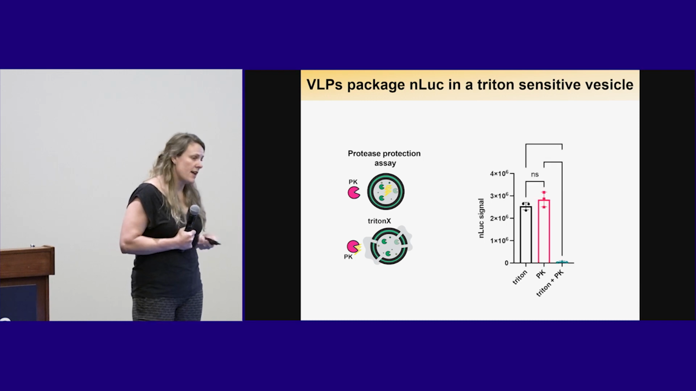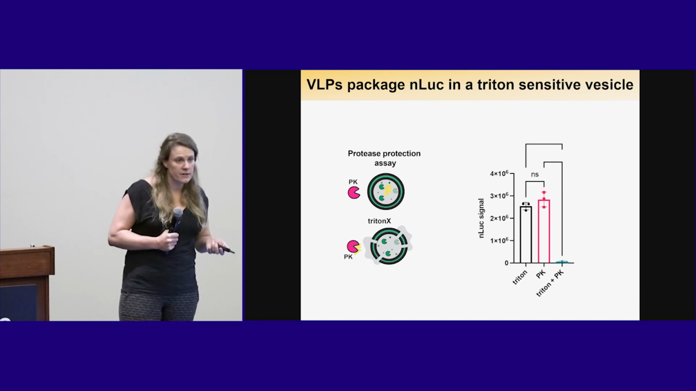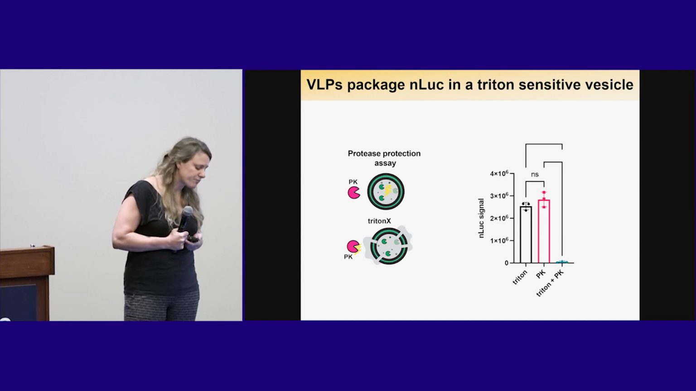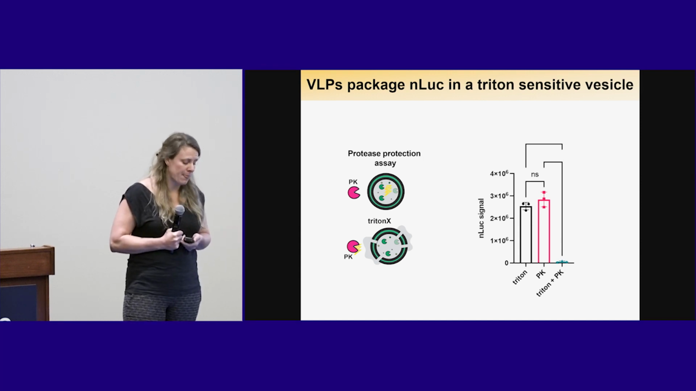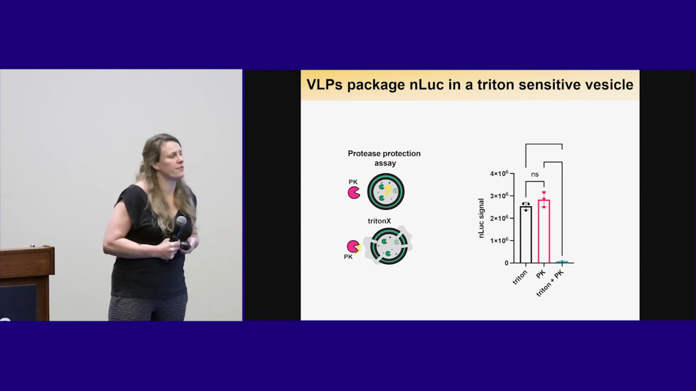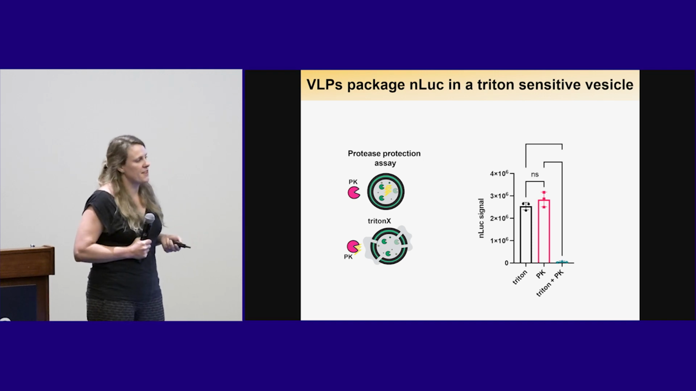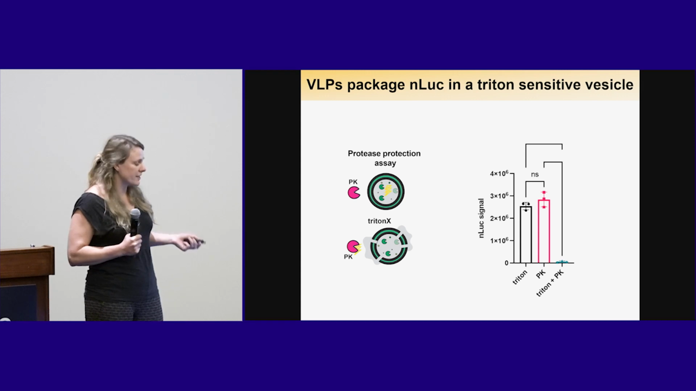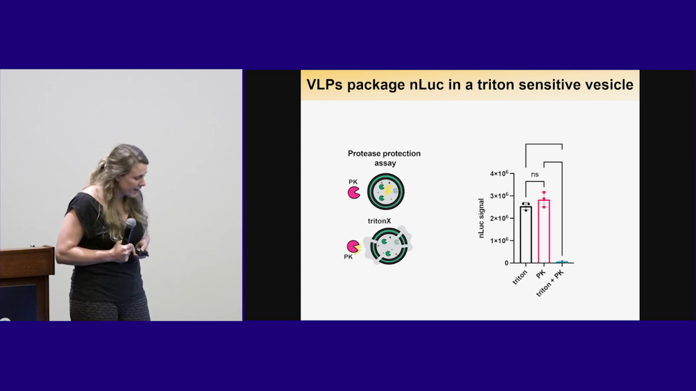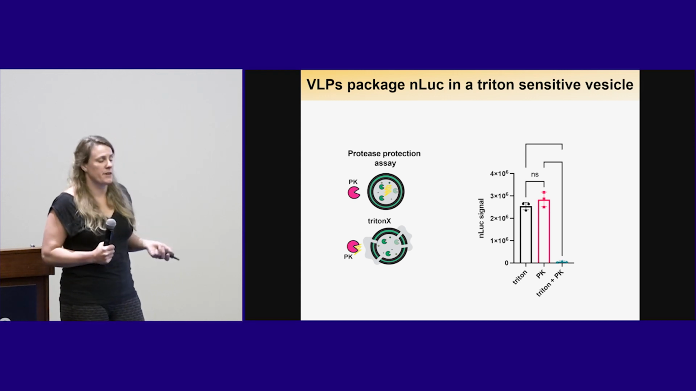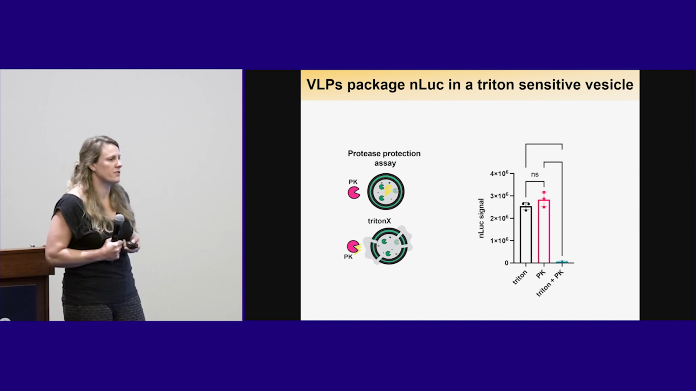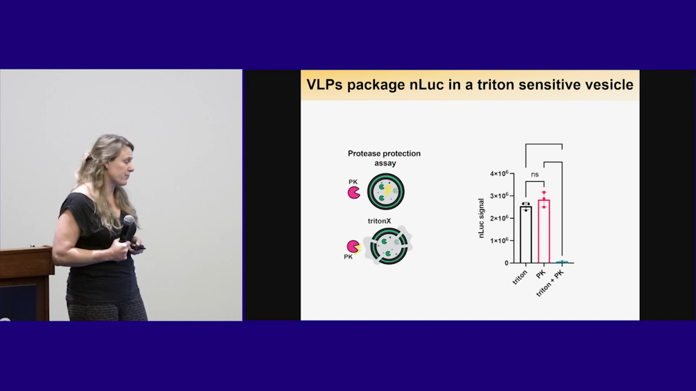And we found very strong protection of nanoluciferase in the VLPs with PK treatment. But when we disrupted the VLPs, we found a reduction in nanoluciferase signal. So this indicates then that nanoluciferase is likely packaged inside of a VLP. And we wondered, does this happen in infected cells? So when SARS-CoV-2 infects a cell, can it package a free cellular cytoplasmic protein?